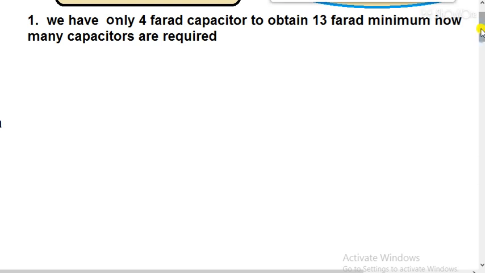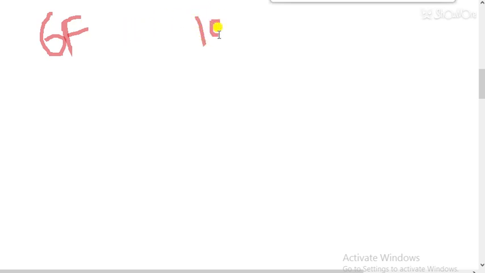So now I am moving downward and now I am taking one more question. I have only 6 farad capacitor and I want to get 10 farad. What can I do? Student's question is, I have 6 farad capacitor and I want to get 10 farad. What can I do?